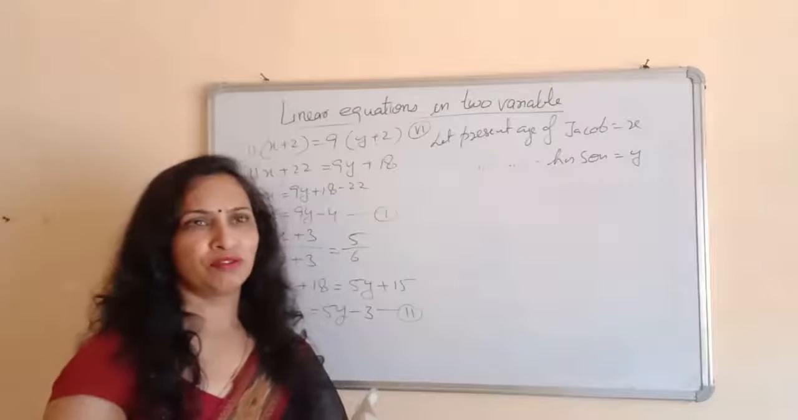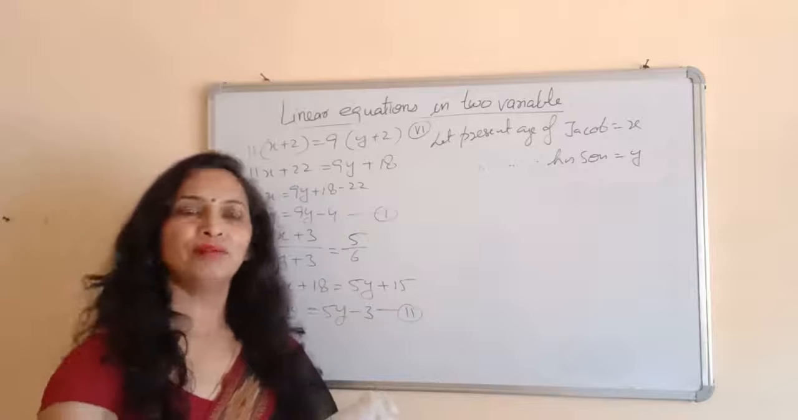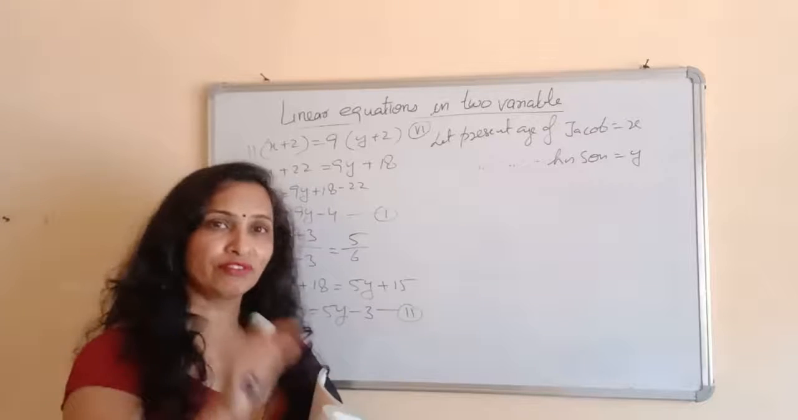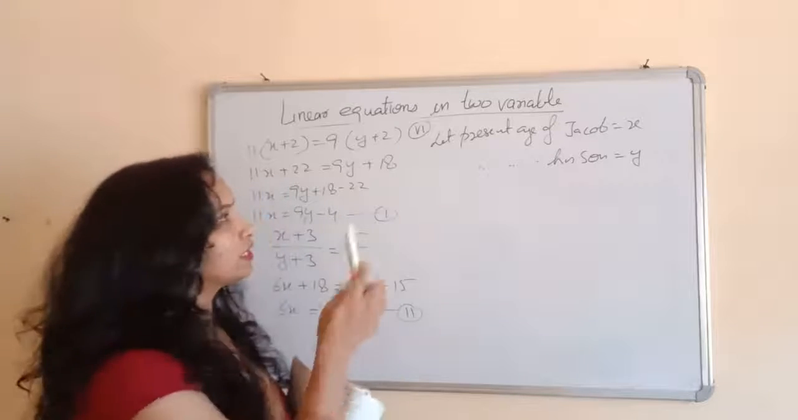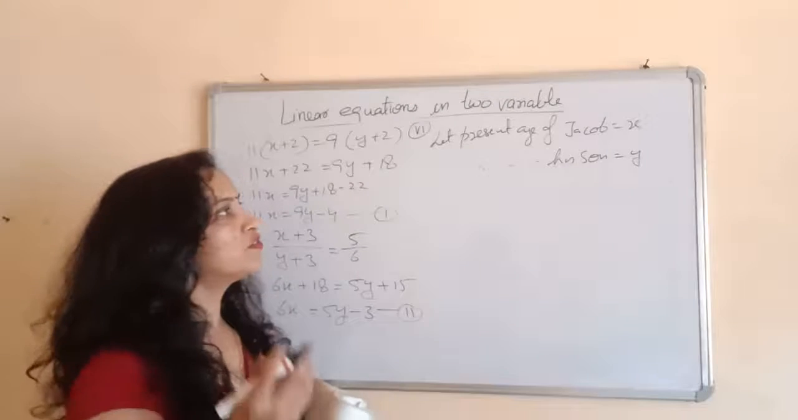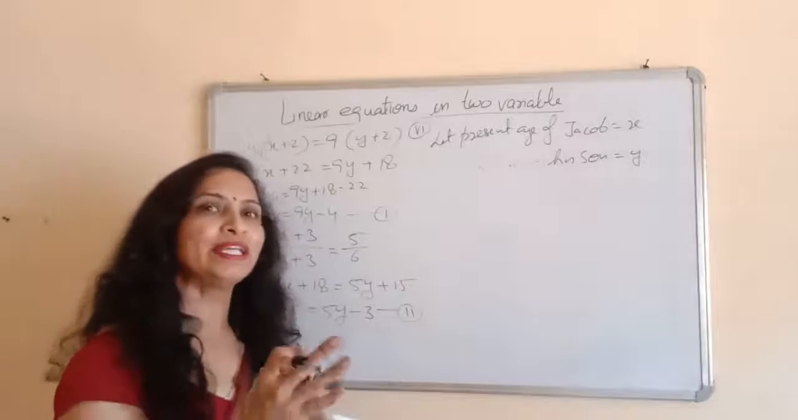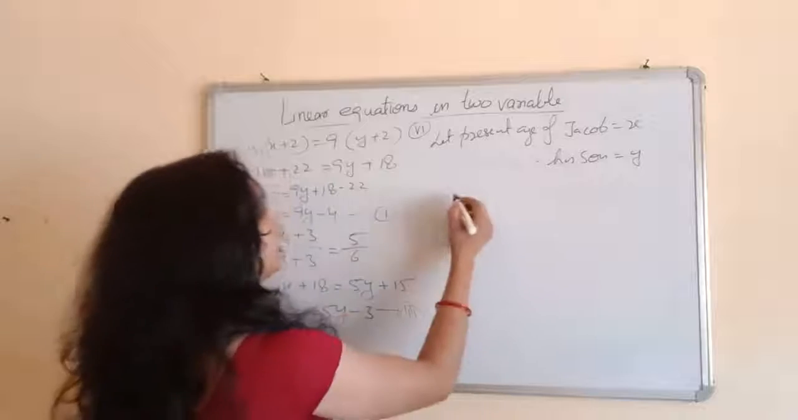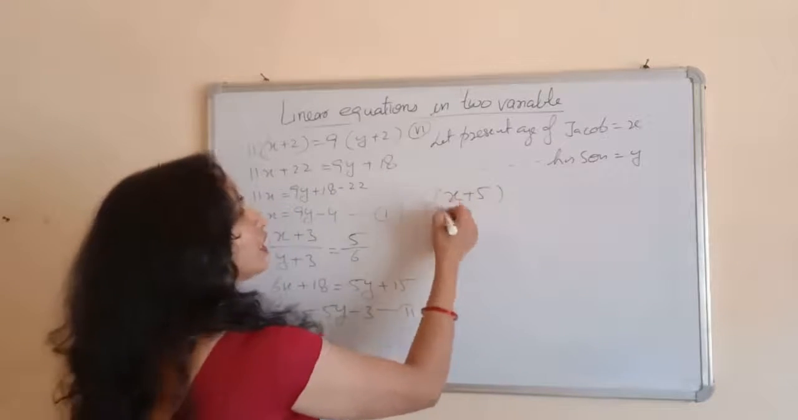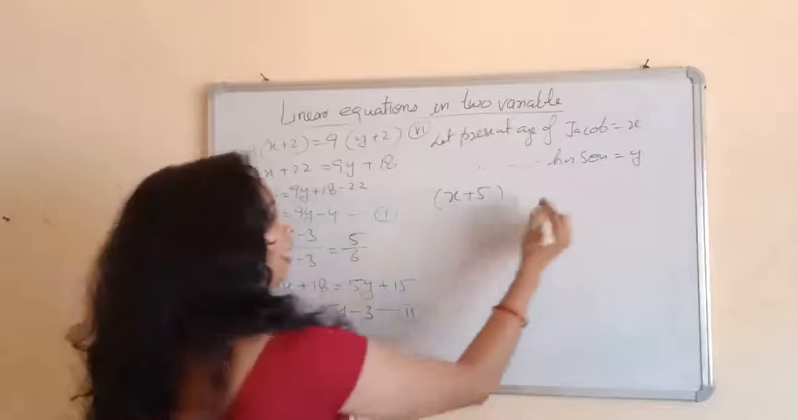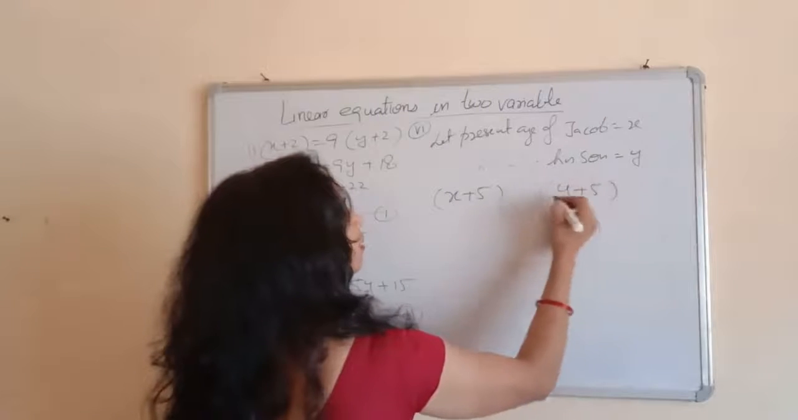5 years hence means after 5 years. Suppose you are 15 years old. What will be your age after 5 years? It will be 15 plus 5. Same in the case of Jacob. The present age of Jacob is x, so his age after 5 years will be x plus 5. This is Jacob's age after 5 years, and his son's age will be y plus 5.